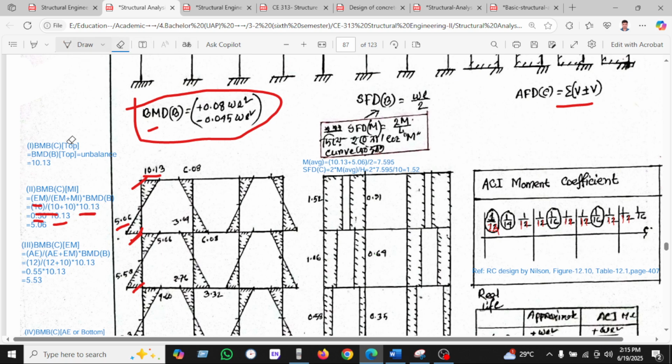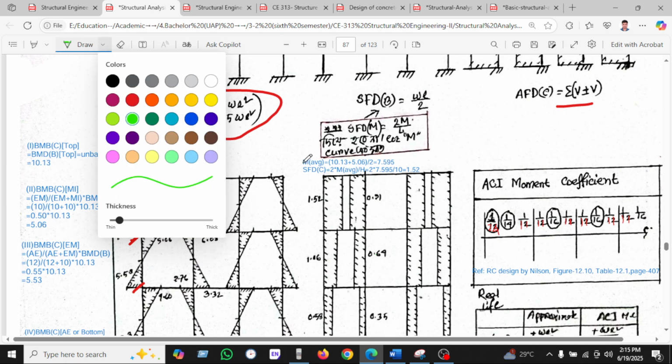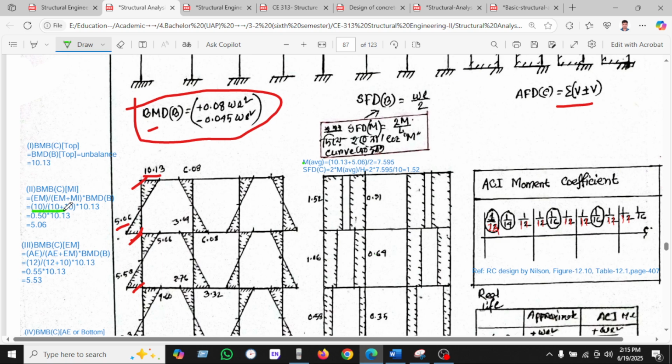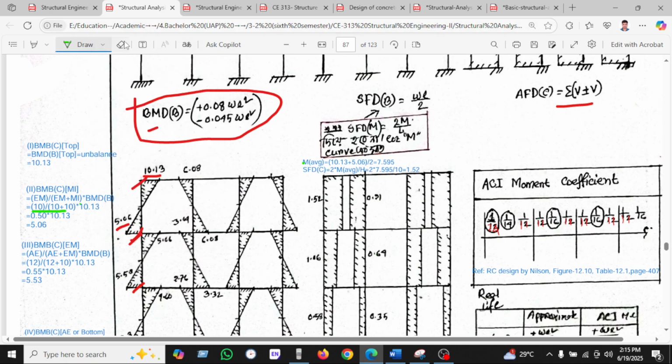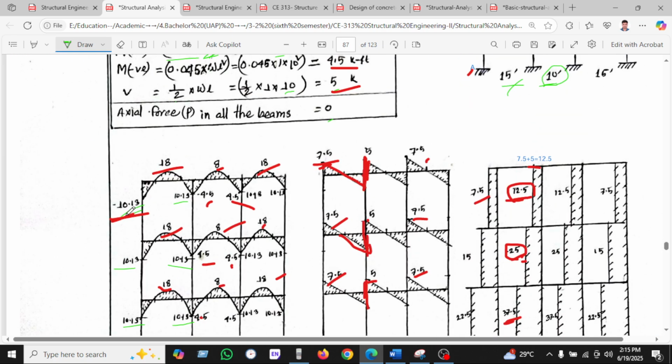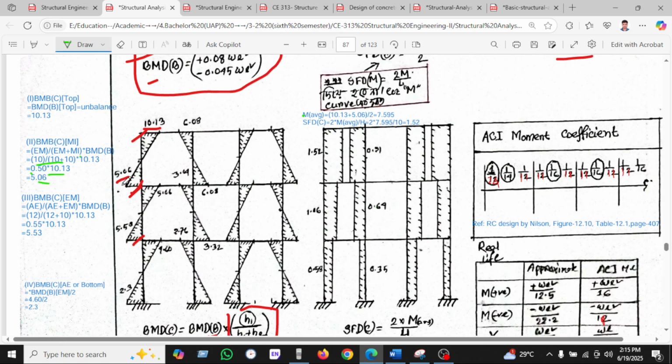Okay, so I am just erasing again, showing another color here. Here 10 into 10, sorry for the interruption. 10 divided by 10 into 10 is 5, and it will be multiplied with the bending moment of the column. We have found 10.13 and found 5.06 here. So for this purpose, I will get 5.53, which is AE.